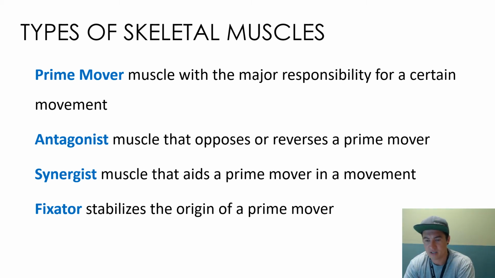And then a fixator is another word for a stabilizer. It helps keep the origin of the prime mover stable. So during a push-up, for example, you'll have a whole lot of muscles that are keeping your shoulder girdle stable so that you don't lose force anywhere else. You've also got your core musculature keeping your spine in a nice neutral position. If those stabilizers weren't functioning, your spine would collapse, your shoulder girdle would collapse, and it would make trying to do a push-up a lot harder.